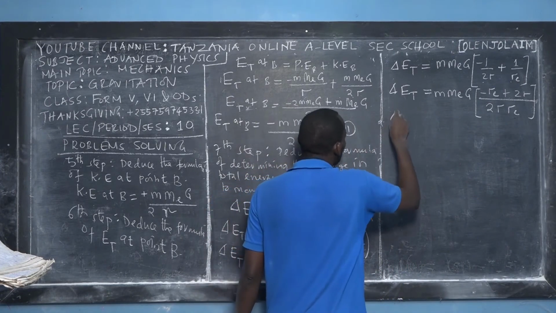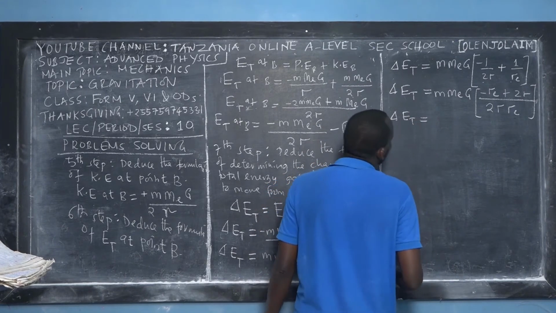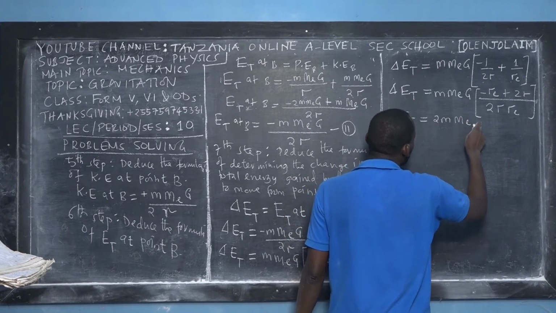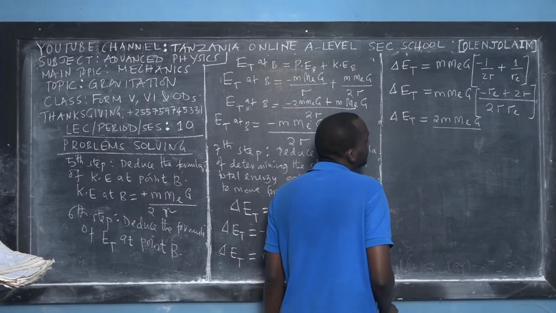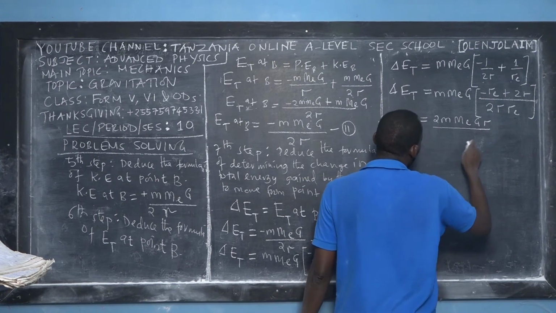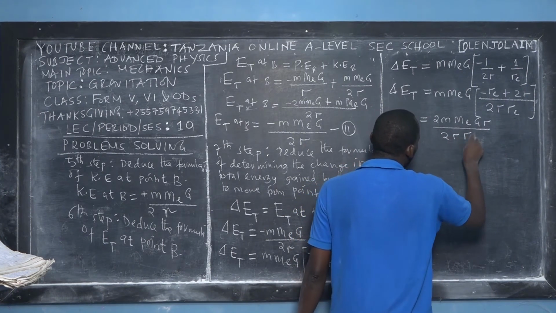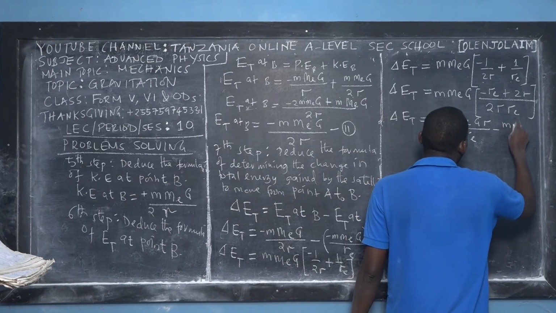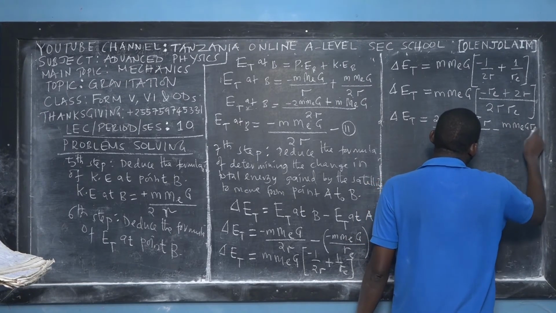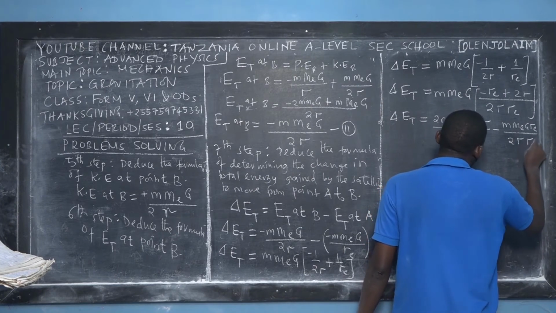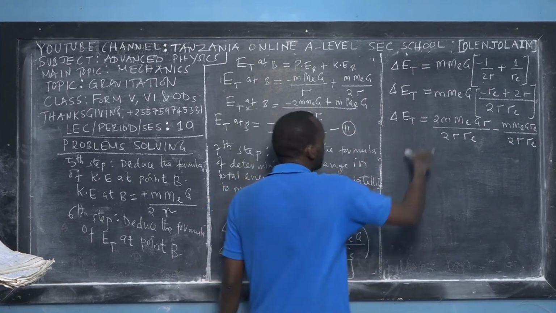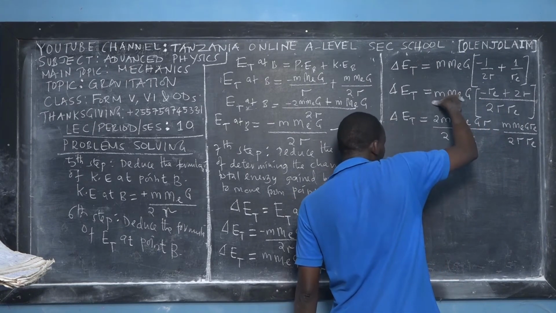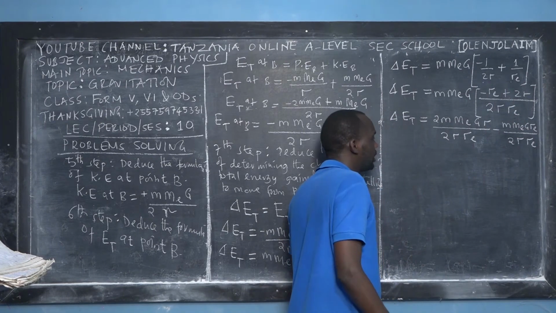So now we continue. The change in total energy between point A and point B, for this case now, will be twice the mass of the S times G, times R, divided by twice R times the radius of the S. Hence, minus the mass of the satellite times the mass of the S times G times the radius of the S, over twice the radius of the S. I multiplied the product of constants with this one, that's what I wrote here, then I multiplied this one by this one, that's what I wrote in the numerator.